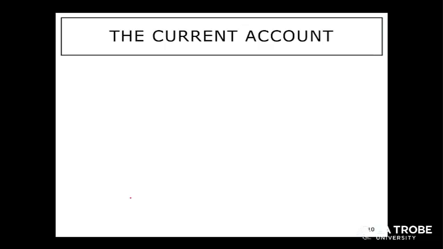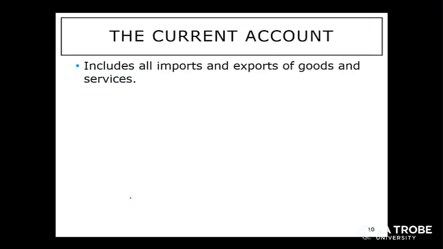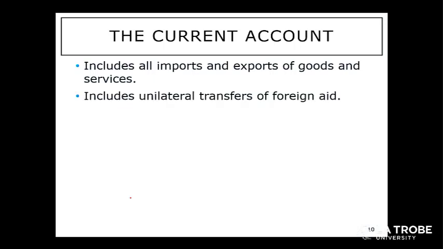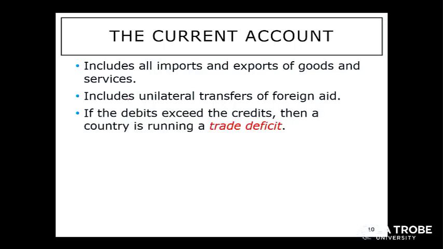So let's go through each of the accounts in detail. With the current account, this includes all the imports and exports that we transact with other countries. It also includes unilateral transfers, like we mentioned before. So these are things where we help other countries, and unilateral means we don't get anything back. When we import, we get the goods, but we have to pay the money to other countries. When we export, we sell the goods to other countries, but we get the money back.